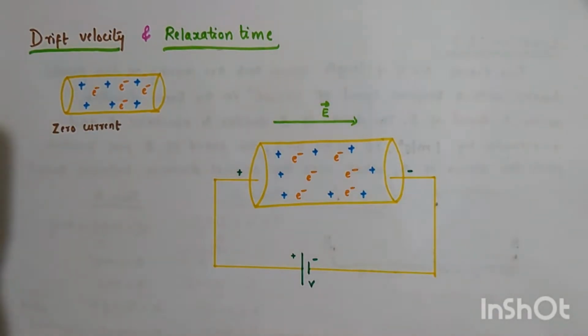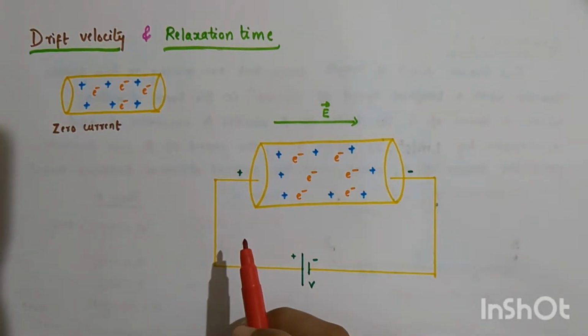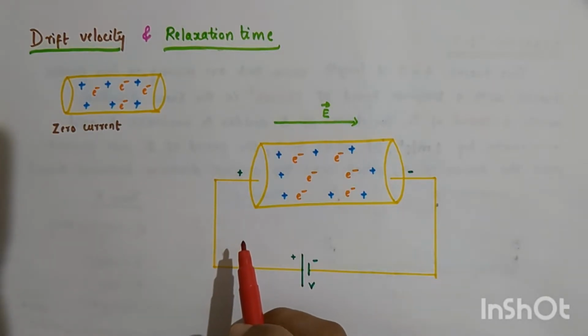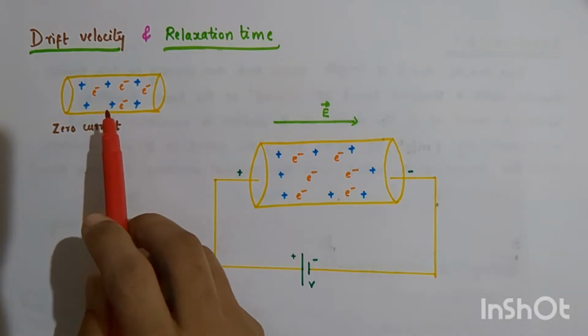Hello everyone. In this video, we are going to discuss the concepts of drift velocity and relaxation time of class 12 physics from chapter 3, current electricity. So you see, consider a metal.